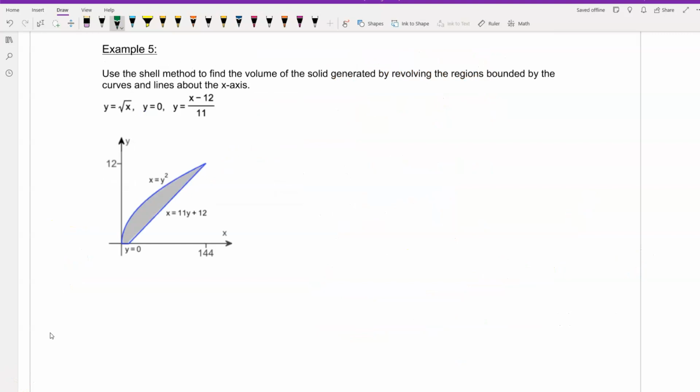Example 5. Use the shell method to find the volume of the solid generated by revolving the region bounded by the curves and lines above the x-axis. So what we have here on this part is y equal to square root of x, y equal to 0, y equal to x minus 12 divided by 11.